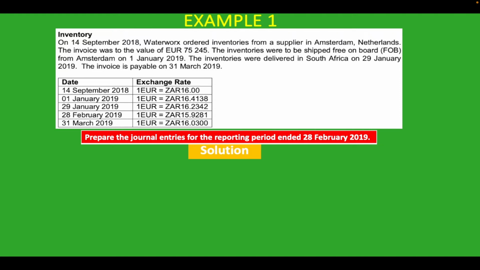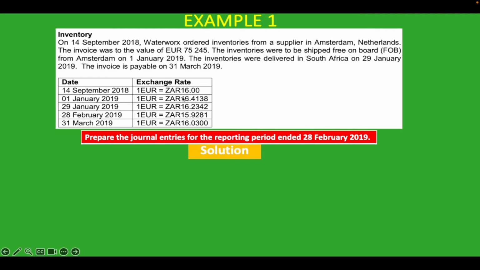Here's how I like to do it. We will take the euro 75,245 and multiply that by open bracket, the rate at which we recorded our first journal entry, meaning on the 1st of January, 16.4138, minus the rate at year end, 15.9281. If it gives me a positive answer when I punch it into my calculator, then I know it's a foreign exchange gain. If it gives me a negative value, then I know it's a foreign exchange loss. But it's easy for you to figure that out, in fact, just by looking at the exchange rates, you already know whether you have a foreign exchange gain or loss.